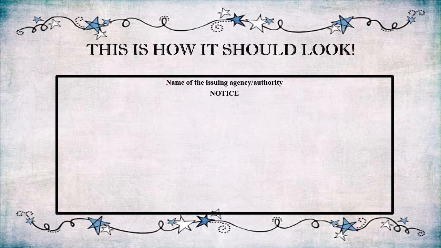Next is the name of the issuing agency or the authority, which should be in capital letters to avoid any confusion. You can even underline it. Then comes the notice. Now, notice has to be in capital letters at all times, and you can underline it.